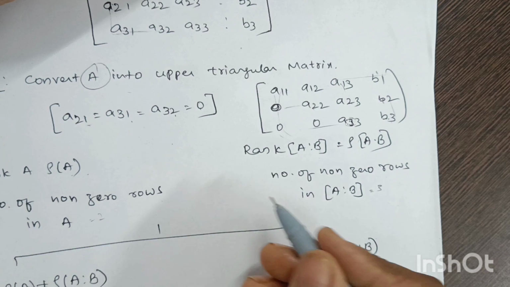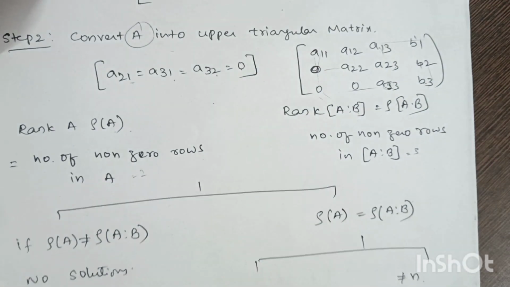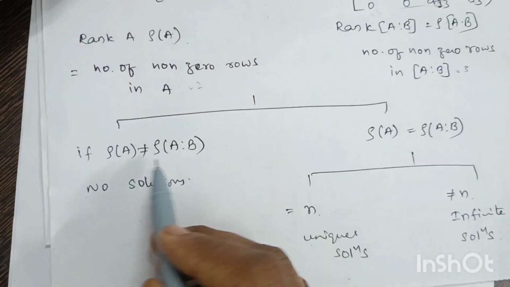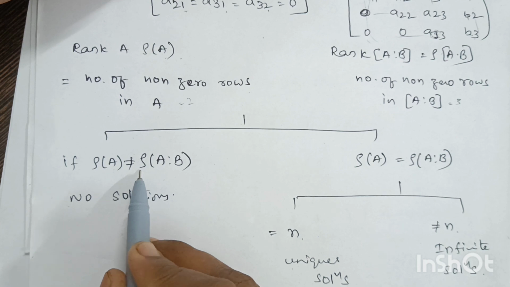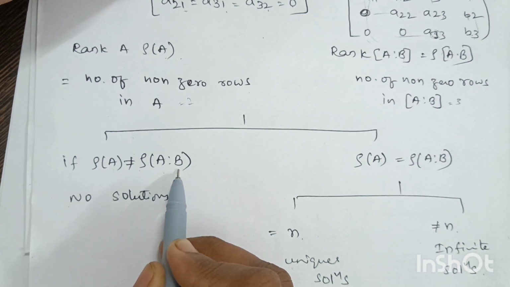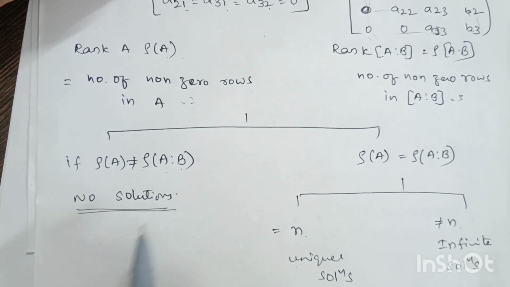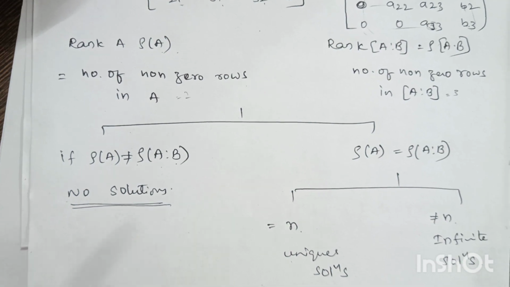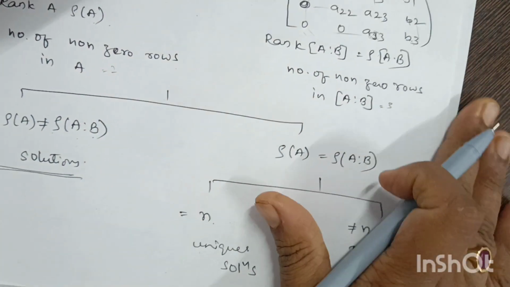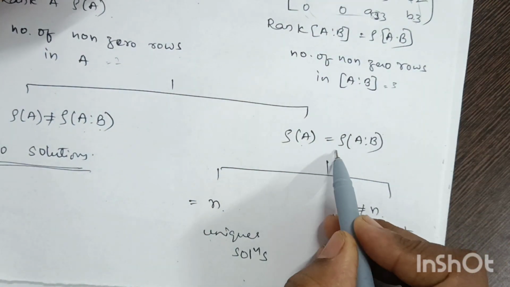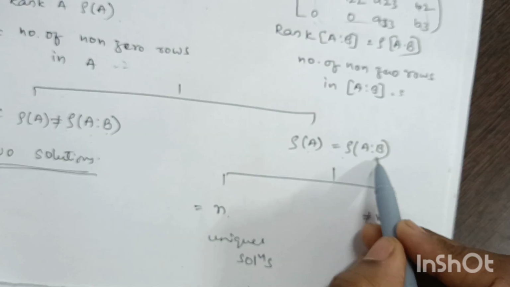So 2 is not equal to 3. So I will explain the next step. Depending on that, if the rank of A is not equal to the rank of the augmented matrix, then that equation has no solutions. Okay.